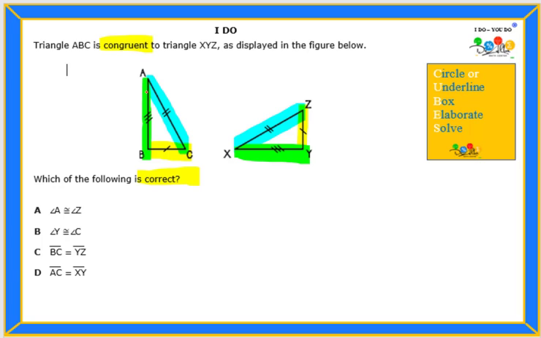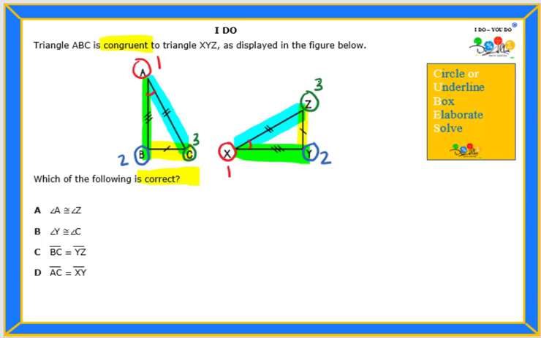So angle A, let's call that angle 1. And so over here, angle A corresponds to angle X. We're going to call that 1. So A, B is angle 2, and C, let's call that angle 3. A, B, C, 1, 2, 3. X, Y, Z. So Y will be 2, and Z will be angle 3.